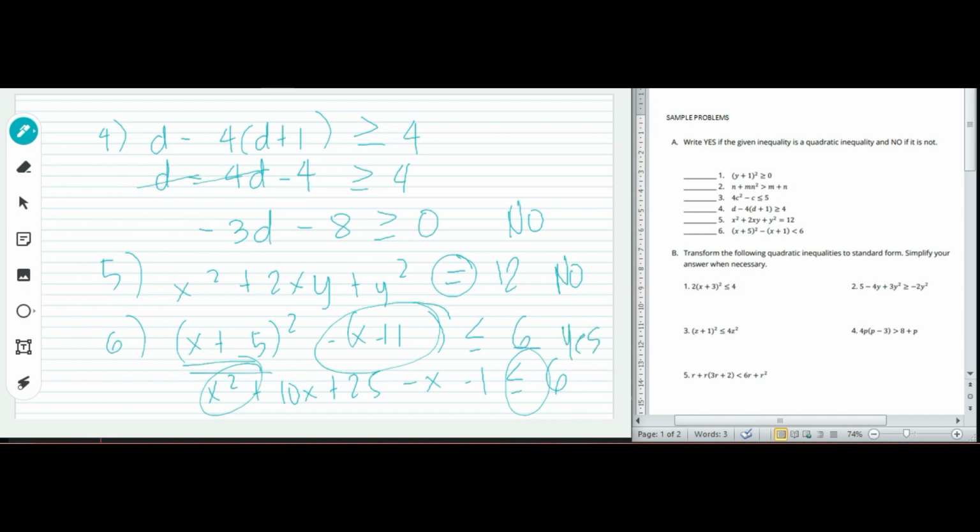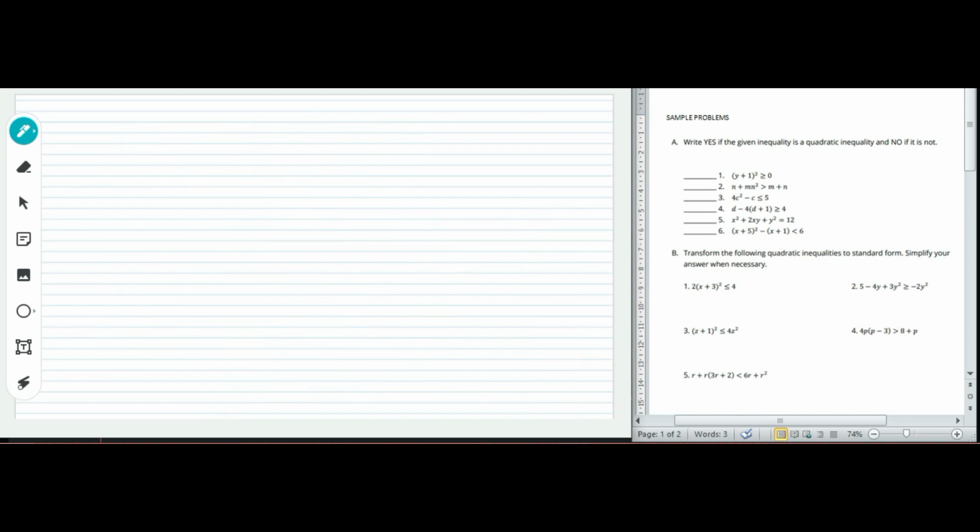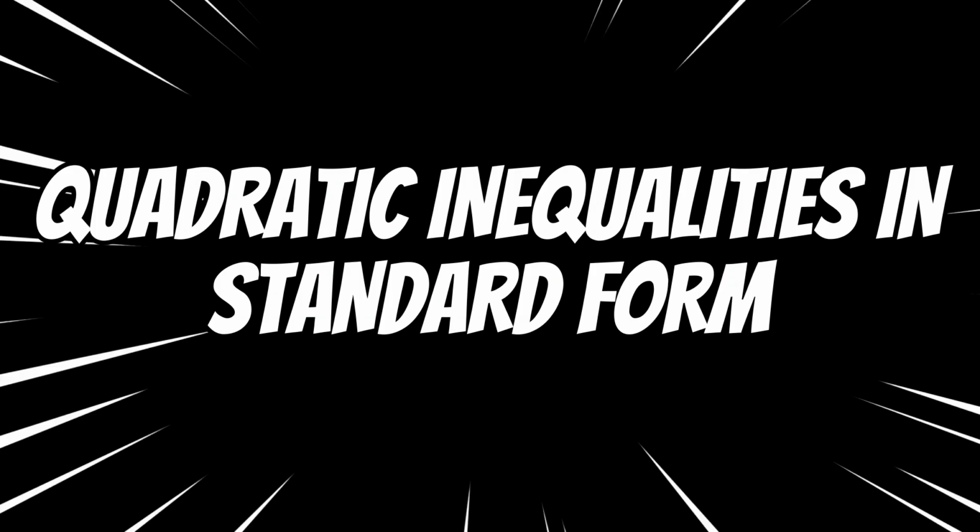So that's how simple, no? For you to be able to identify if it's a quadratic inequality, it should be in a second degree and it has to have an inequality symbol.